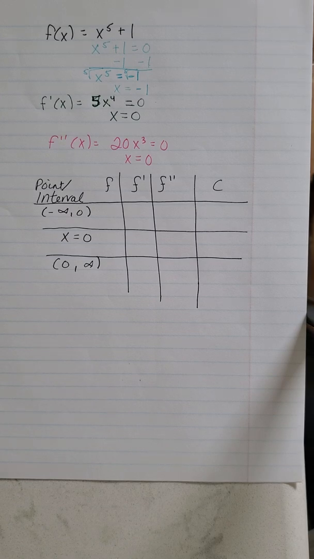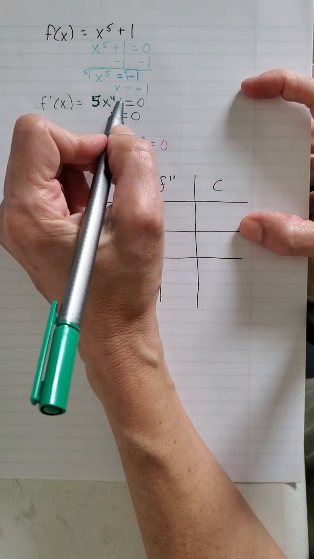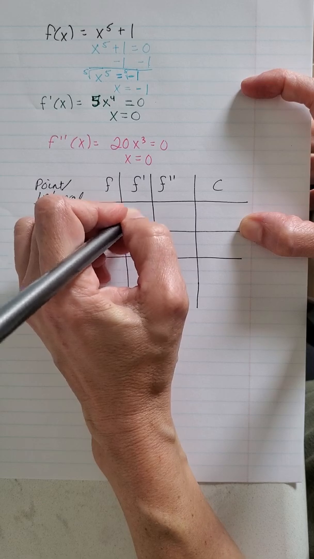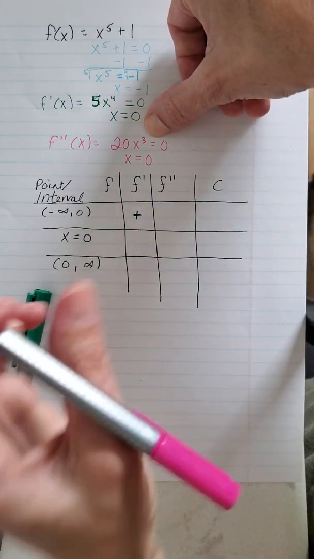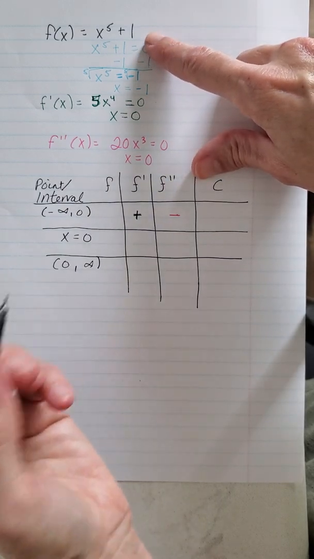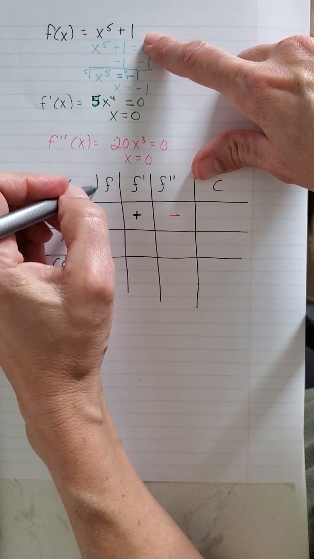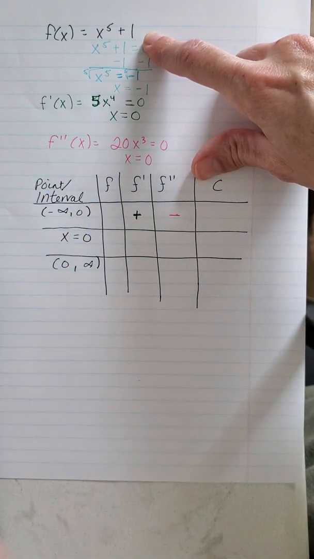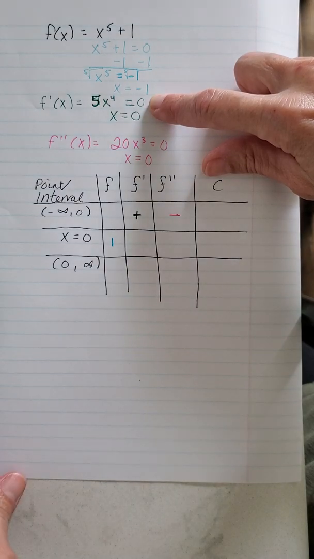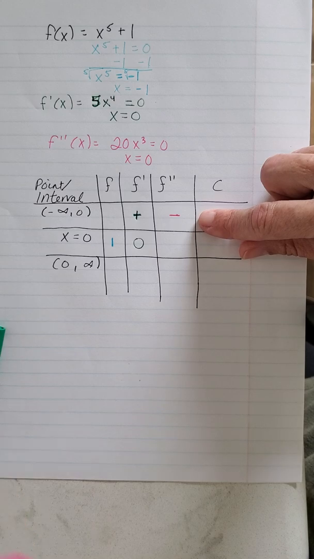So when x is less than 0, so let's say -1, if I plug a -1 here, it's going to be positive no matter what. If I plug a -1 here, it's going to be negative. When I plug 0 into the original function, I get 1, positive 1. If I plug it into the derivative, I get 0. And if I plug it into the second derivative, I also get 0.